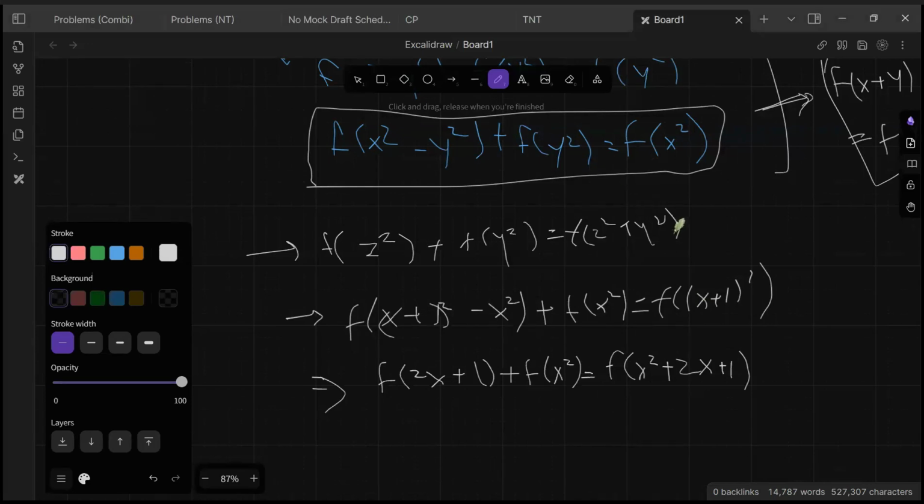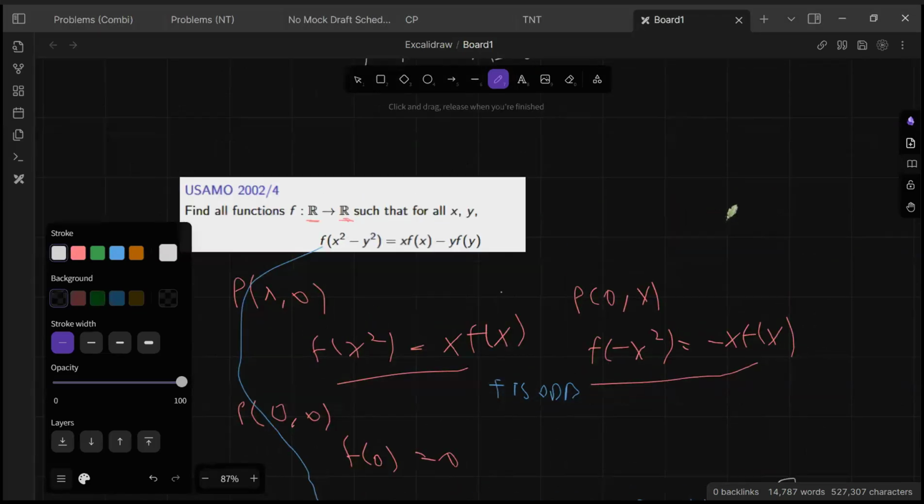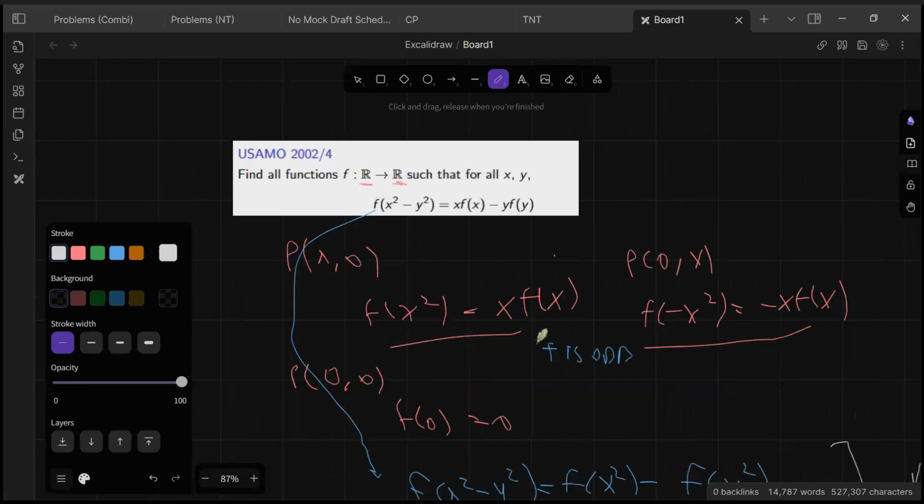So f of 2x plus 1 plus f of x squared is f of x squared plus 2x plus 1. What does that mean? Does that give us anything? By the way, f is injective, right? I think. Why is it injective? We had f of x squared is equal to x f of x, I think. Okay, no, it might not be. Okay, yeah, probably. Exactly.